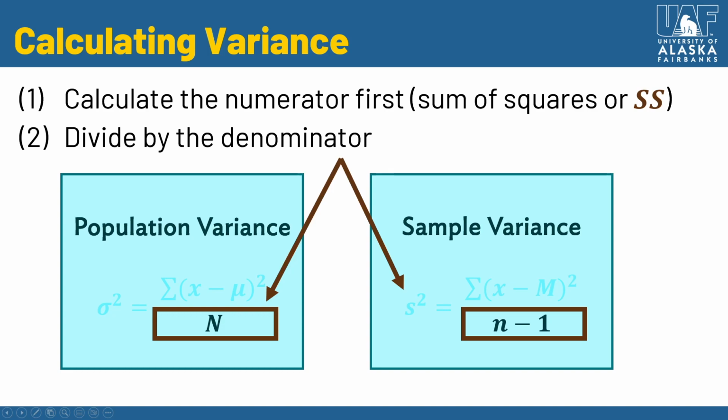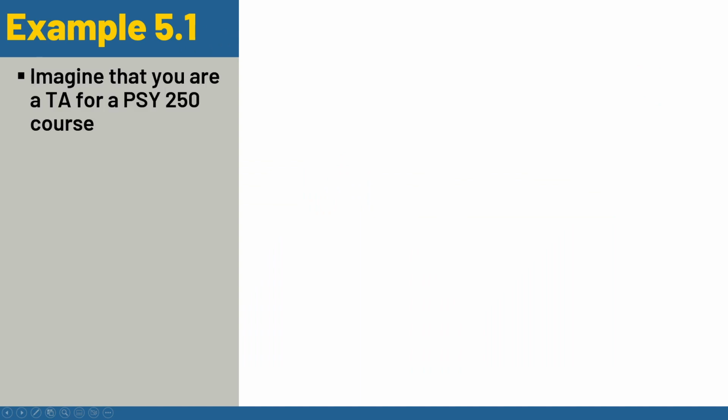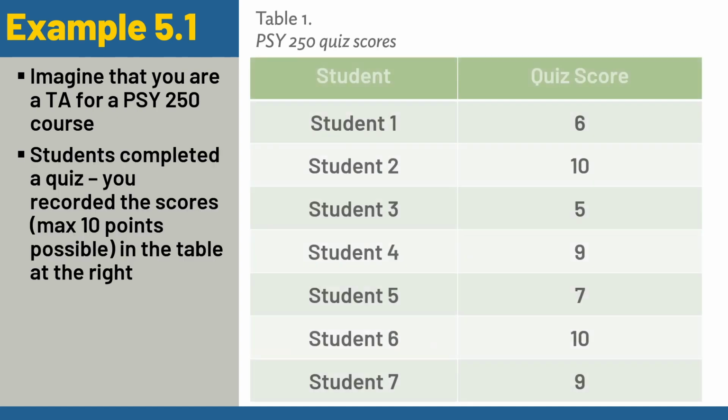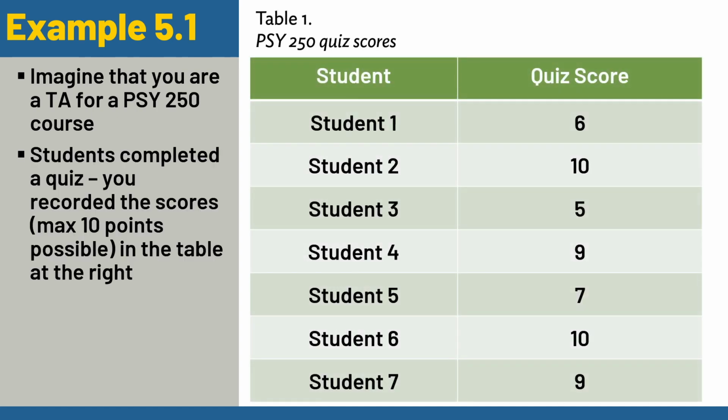So let's look at sample variance in an example here. I want you to imagine that you are a TA for this class, right? You took it already, you passed with flying colors, you're relieved that it's behind you, and now you're going to TA for Psych 250. And students completed a quiz, and you recorded the scores in the table at the right. So there's a maximum of 10 points possible. We have 7 students. Evidently, it's a small class. We can see our scores here.